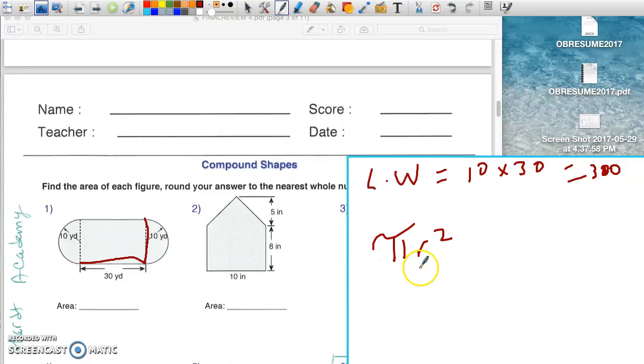Close enough. Now let's do the circle. It's 3.14, pi, times the radius squared. What's the radius here? Well, this is giving us halfway, because this is halfway, okay? Because let's look at it this way. If this was the full circle, okay?